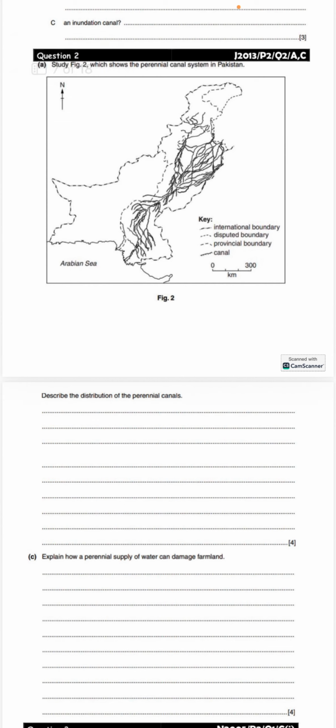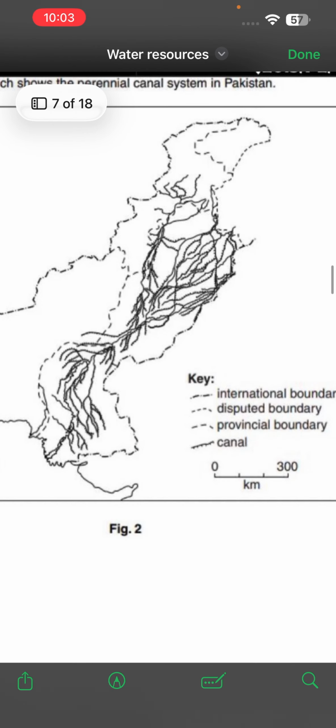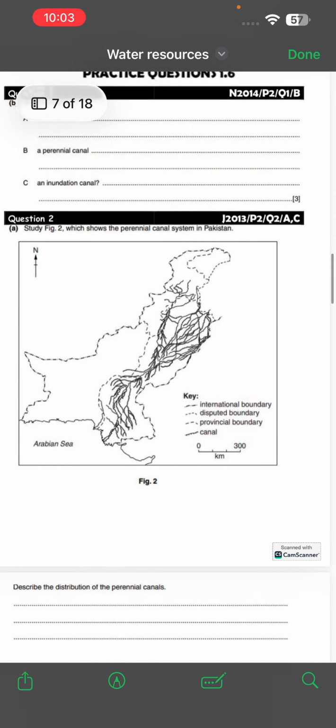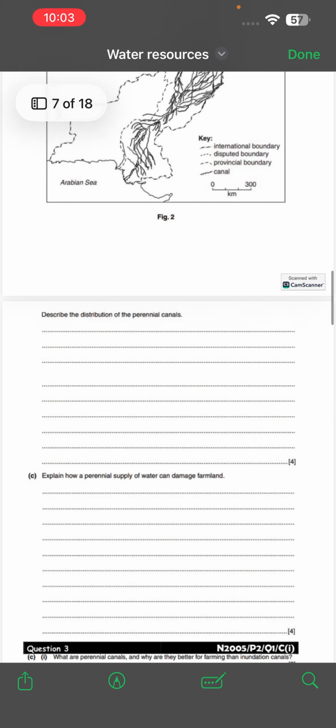For 4 marks, we need to mention it. It is supplying water, especially widespread in Sindh and Punjab. If we talk specifically about the location, mostly north east to south west of Punjab, and upper Sindh. Then some of them are still in KPK as well. If you look at the map here, some of them are in KPK, but the majority of them are in Sindh and Punjab.